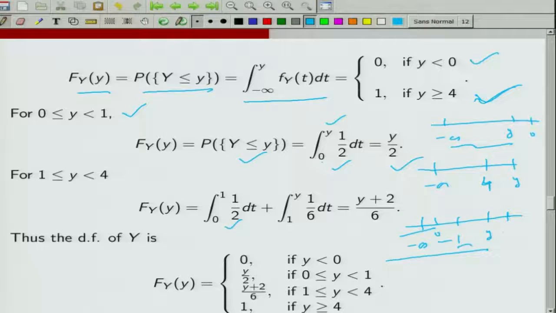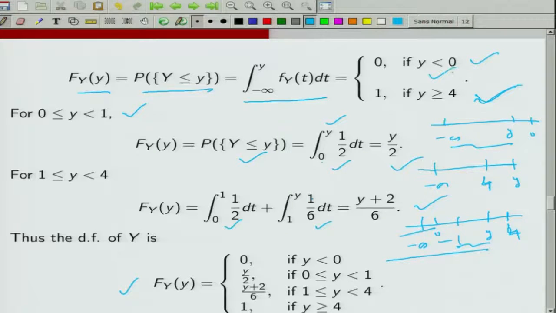Then you have to integrate from 1 to y, and y is less than 4. And in the PDF, when the argument is between 1 to 4, it is 1 by 6. So that means integral from 1 to y of 1 by 6 dt. Now if you integrate, this turns out to be (y plus 2) by 6. So I found the PDF, I found the distribution function.